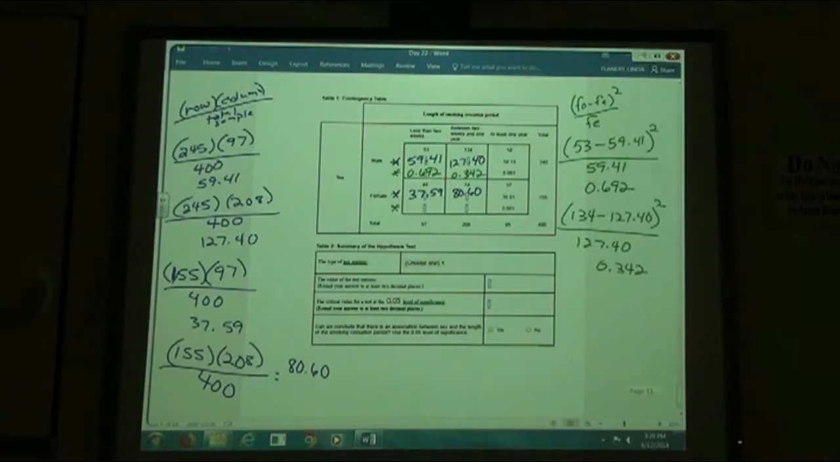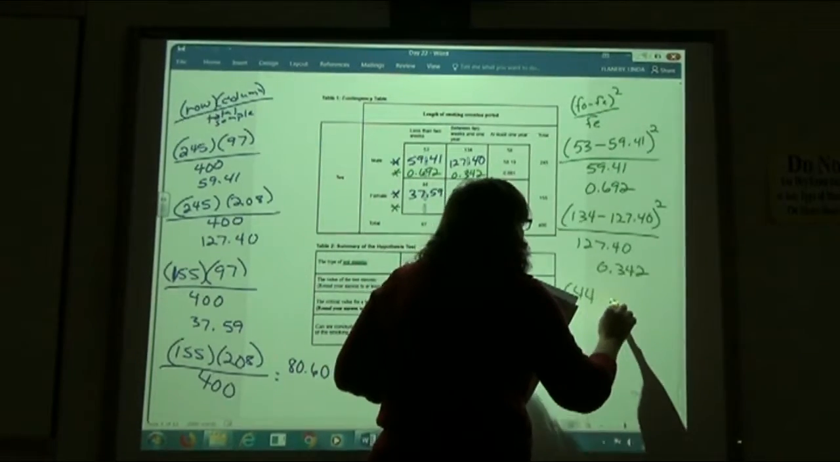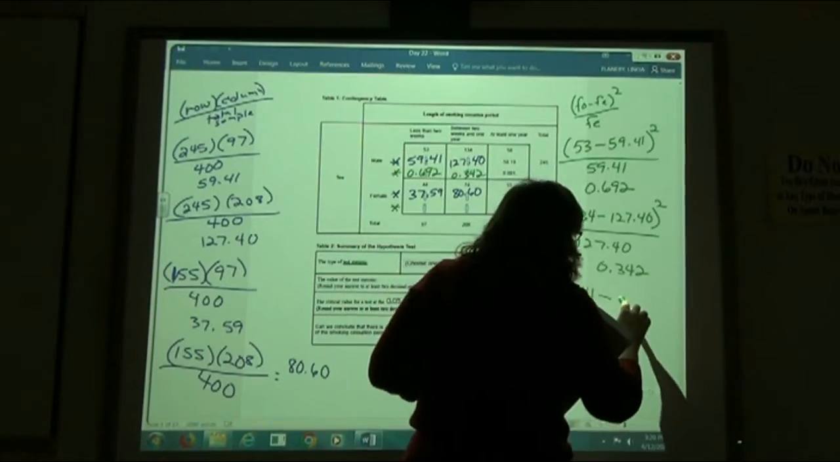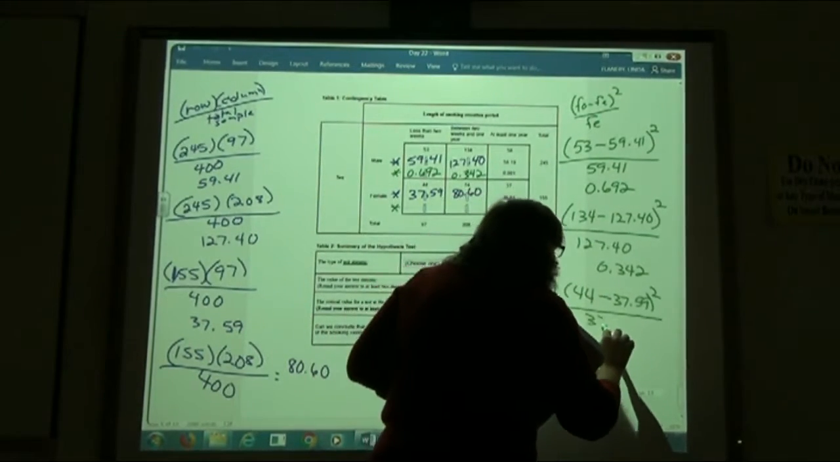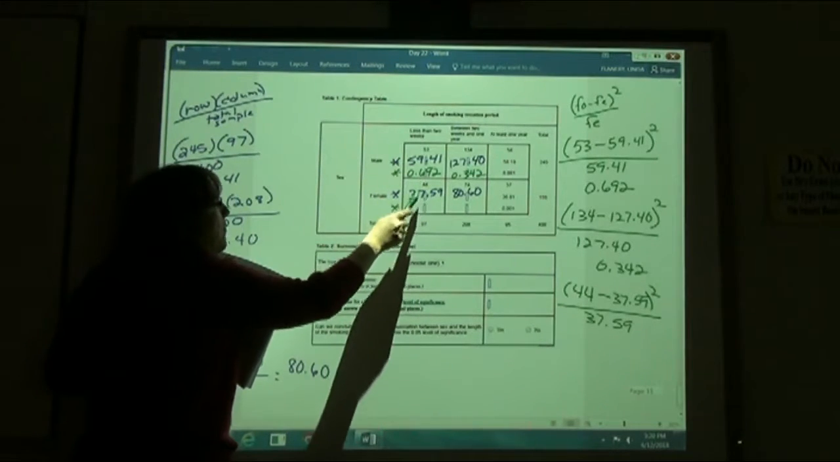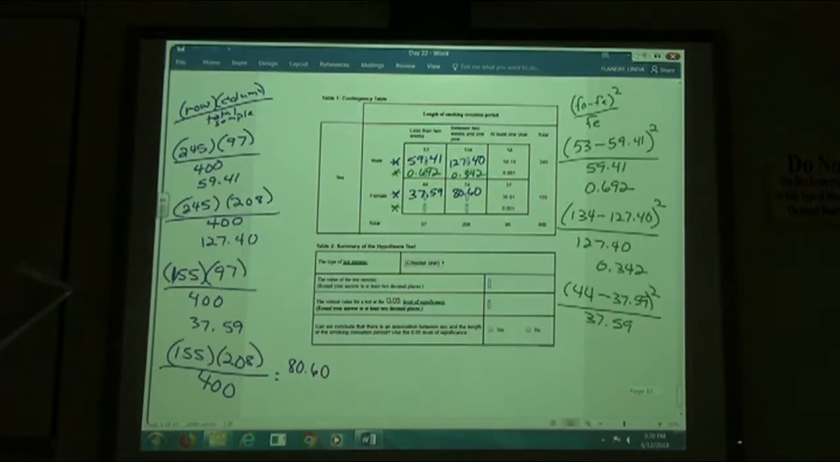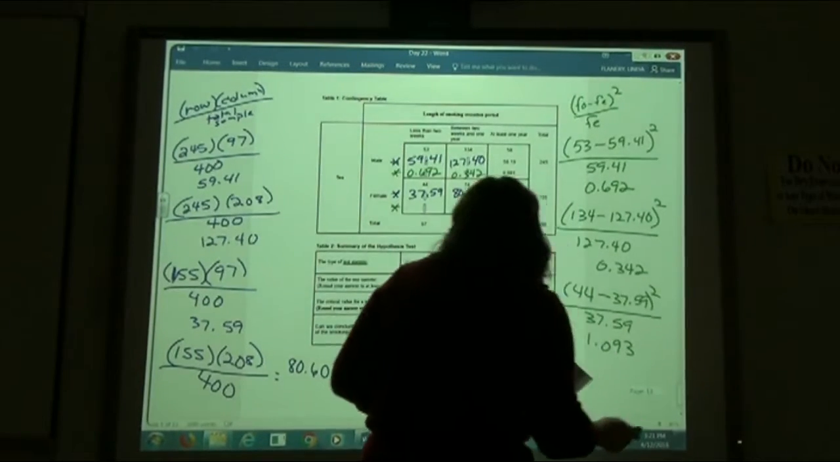The next one, our observed is 44. So 44 minus the expected of 37.59 squared divided by our 37.59. The observed minus the expected squared divided by the expected. So 44 minus 37.59, square that, and then divide by 37.59, you should get 1.093.